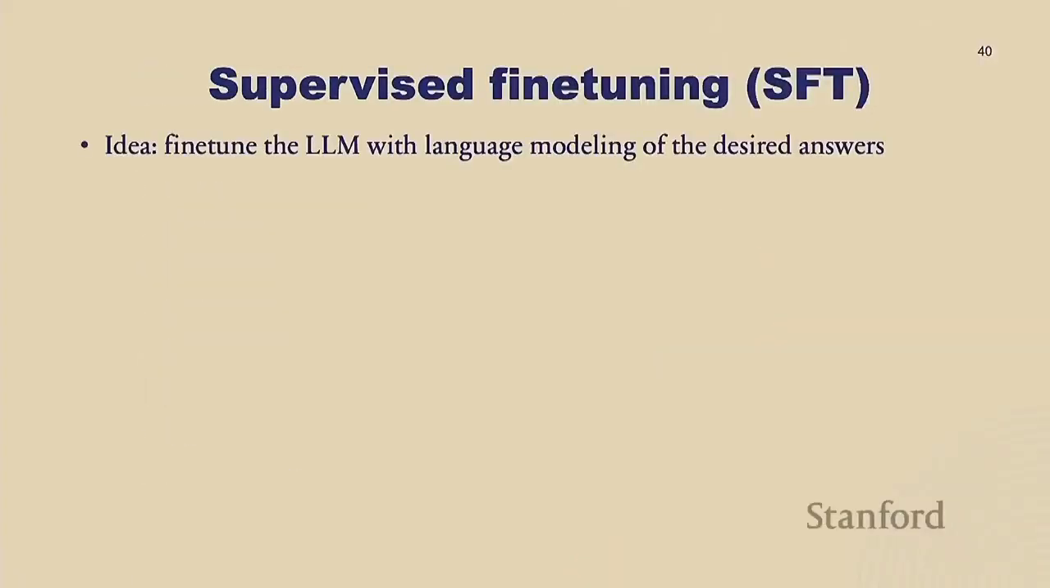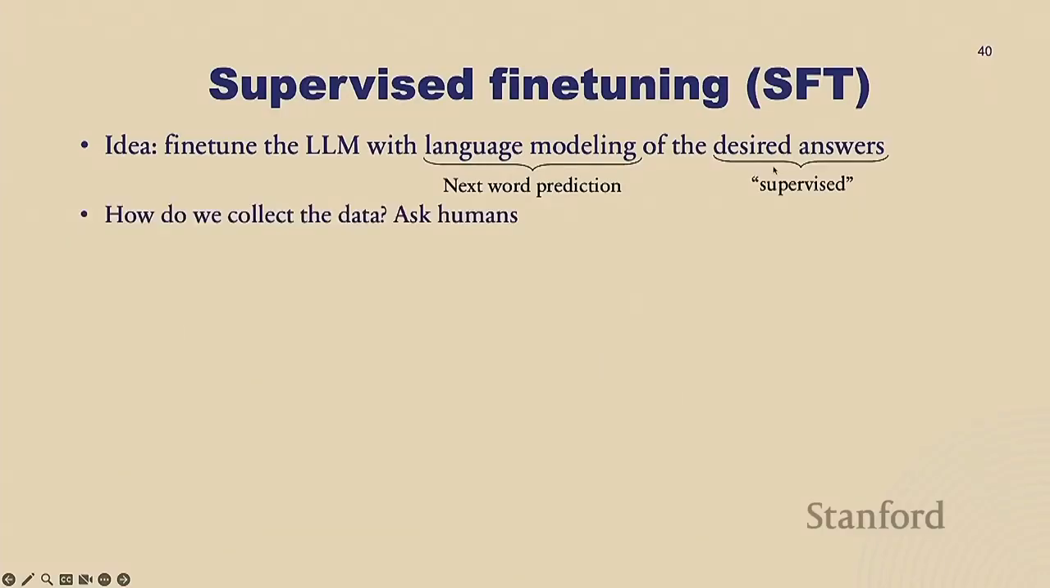Okay, SFT. Supervised fine-tuning is exactly what I just said, which is the idea of fine-tuning the large language model on the desired answers that are collected from humans. Why is it called supervised fine-tuning? Because you want to do language modeling on the real answers. Language modeling is this next word prediction, and that's the fine-tuning part. Then you do it on desired answers given by humans, so that's why we call it supervised. So how do we collect this data? Well, I just said it. You just ask humans to tell you, this is a question, this is the answer that you would want from these models.